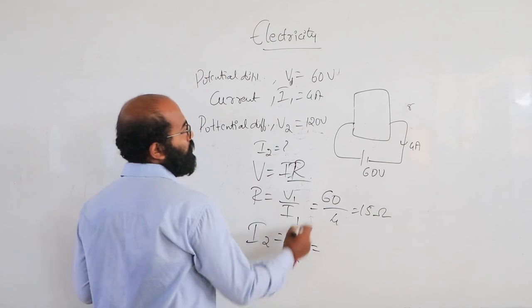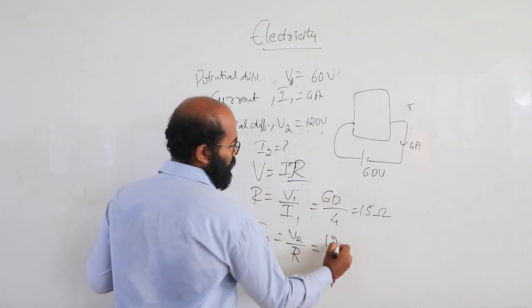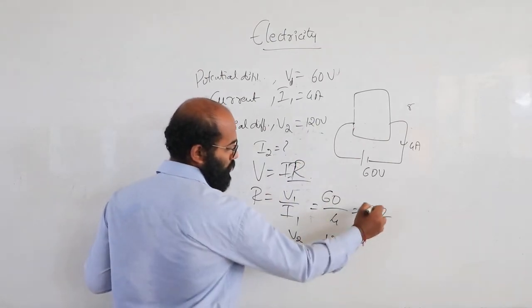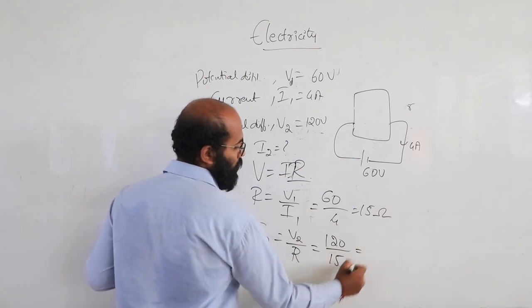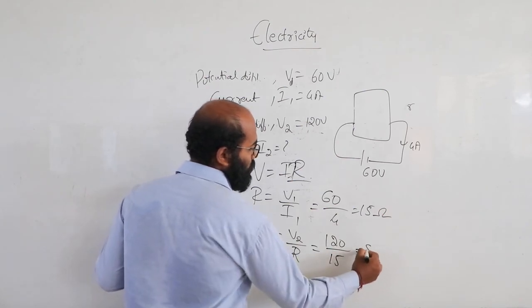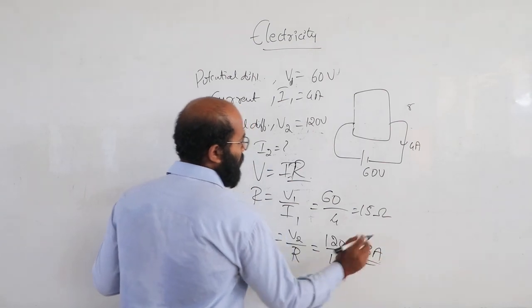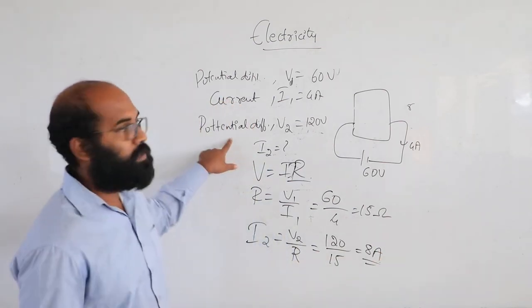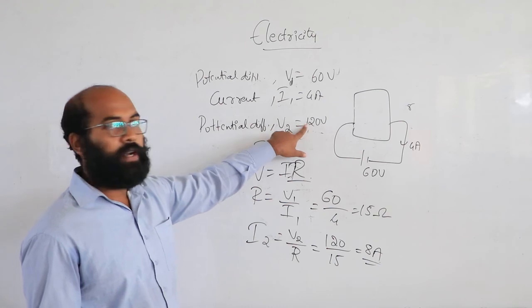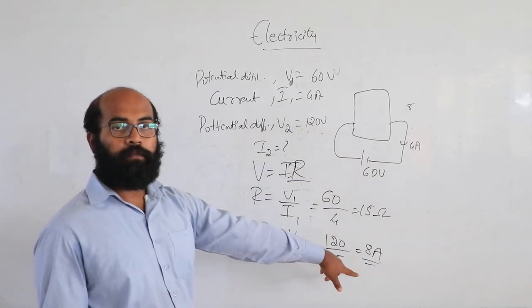So you know what V2 is. V2 is 120. R is 15, that you have got. So 120 by 15 is 8. So it is 8 ampere. When the potential difference is increased to 120 volt, the current will be 8 ampere.